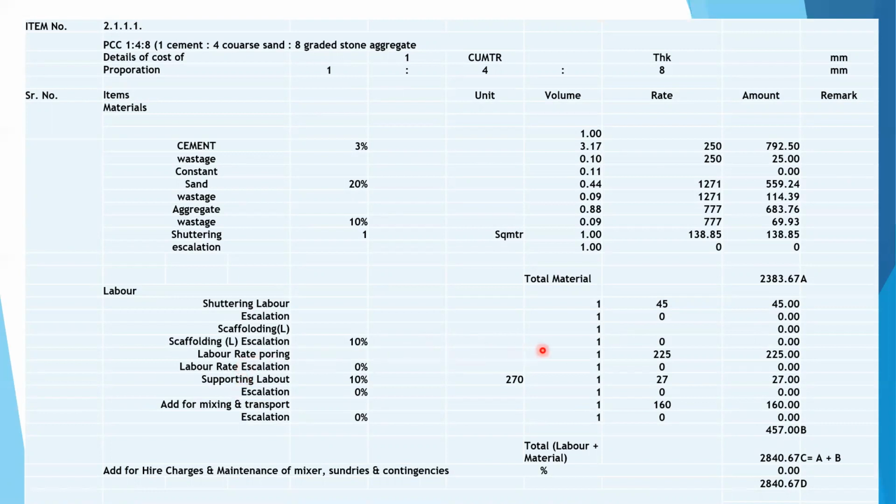Labor rate for concreting pouring will be 225 rupees. Supporting labor 10 percentage of 270 will be 27 rupees. Mixing and transportation will be 160 rupees. So the labor cost will be 457. So the total cost of material plus labor per PCC 1:4:8 per cubic meter will be 2840.